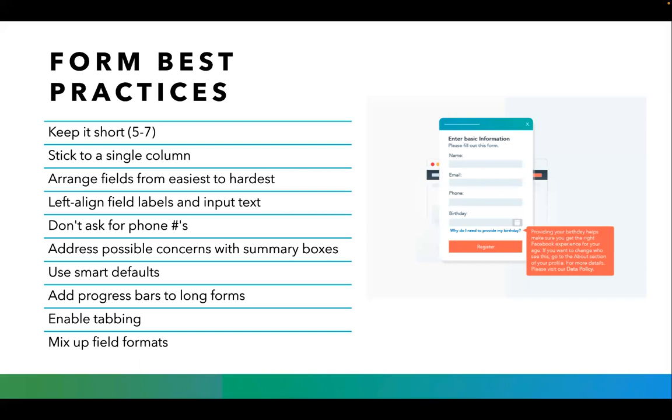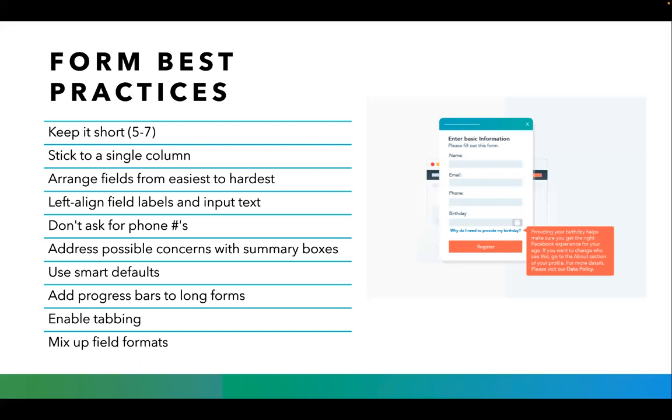And then finally, we have enabling tabbing. So visitors should be able to use the tab key to move between the fields without having to click each field individually. Think about how annoying that is for you. Being able to just quickly type the information you need and click tab allows you to go from one field to another.